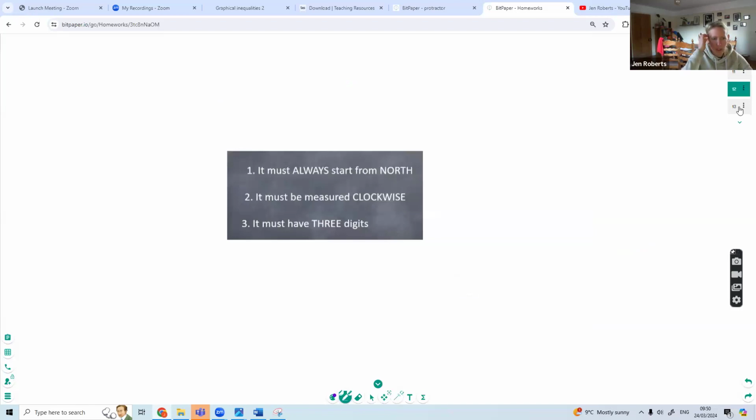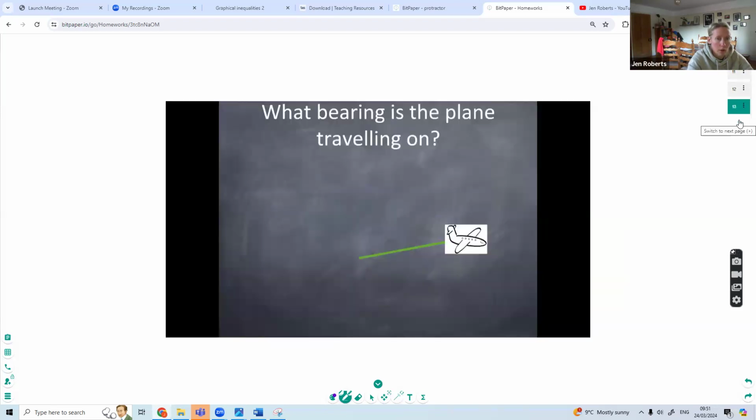Let's write these rules down. So first rule of bearings, it must always start from north. Second rule of bearings, it must be measured clockwise. And third rule, it must have 3 digits. So we're going to start by measuring bearings, and then we're going to look at calculating bearings.